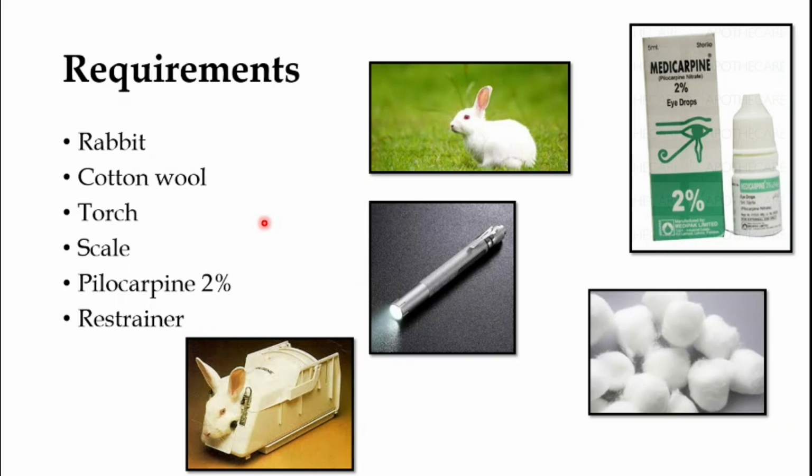So, what we need in this experiment: we need the rabbit, and we also need cotton wool. We need a light torch. We need a scale for measuring the size of the pupil, and we also need pilocarpine drops, and we need a restrainer for the rabbit. So these are the things which we need to perform this experiment.